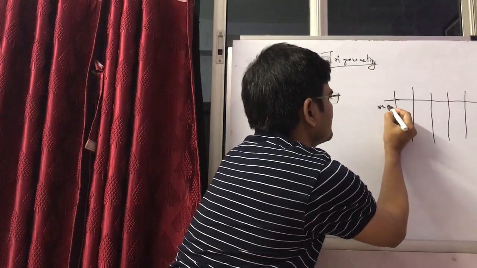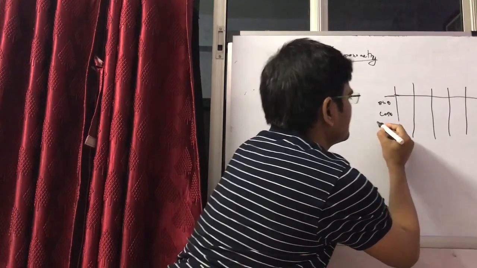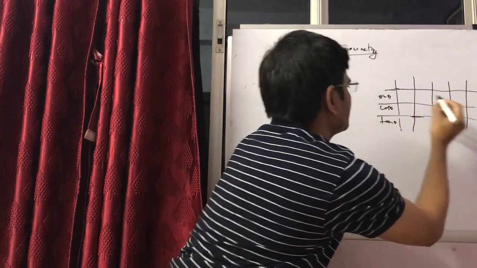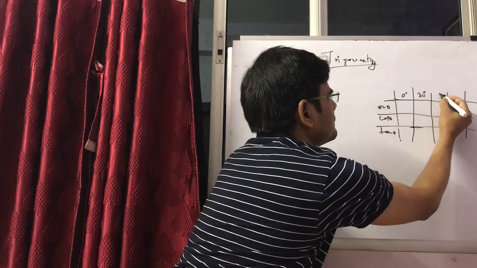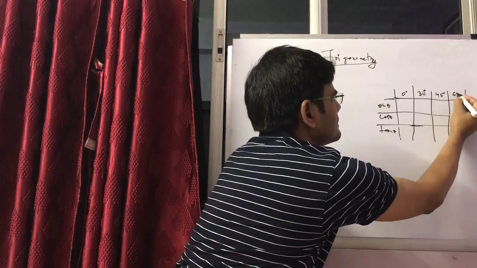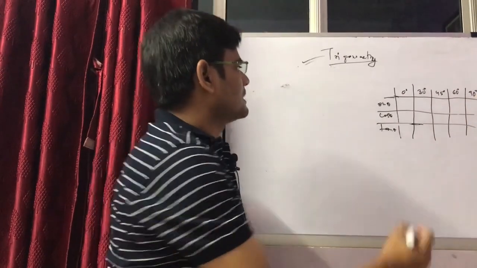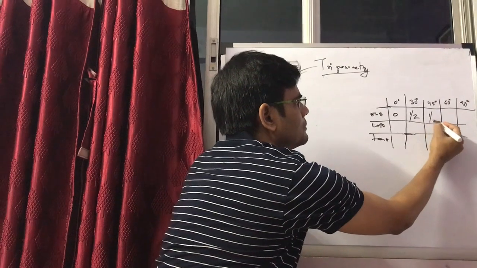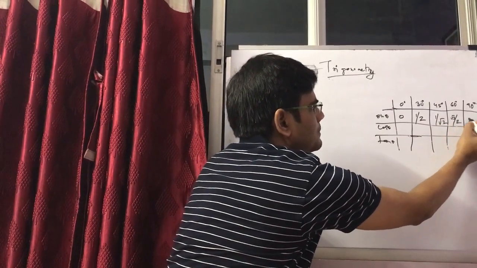Sin theta, cos theta, tan theta. Zero, 30 degree, 45 degree, 60 degree. These are special angles in trigonometry. Sin 0 is 0, sin 30 is 1 by 2, 1 by root 2, root 3 by 2, 1.